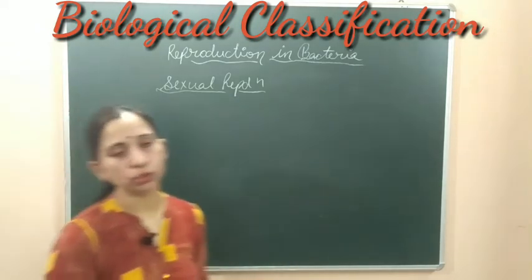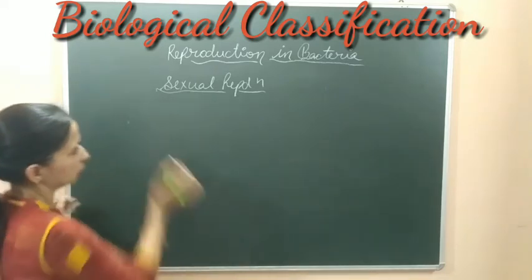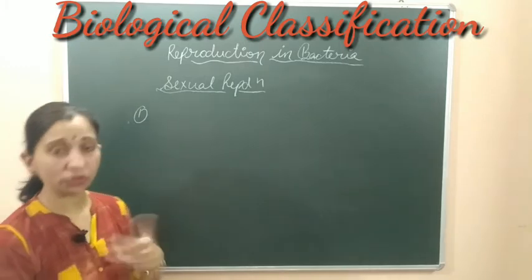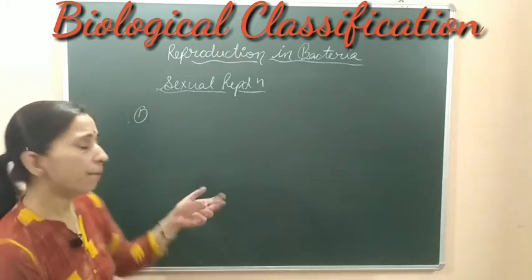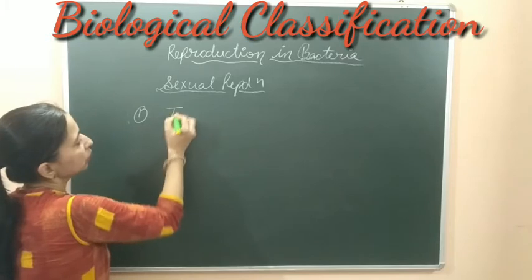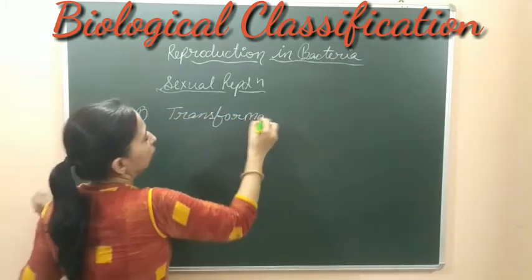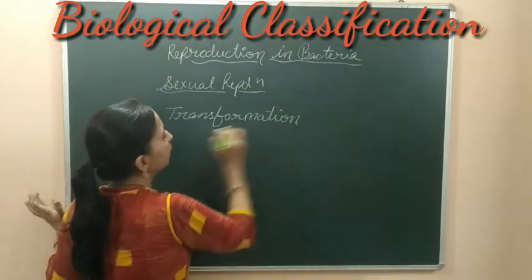Bacteria can reproduce this way by three methods. तीन तरीके हैं जिनके थ्रू बैक्टीरिया सेक्सुअली रिप्रोड्यूस कर सकता है, और द ट्रांसफर ऑफ जेनेटिक मटेरियल्स हैपेंस by the three ways. The first way is the transformation. Transformation. This method is explained by Griffith.